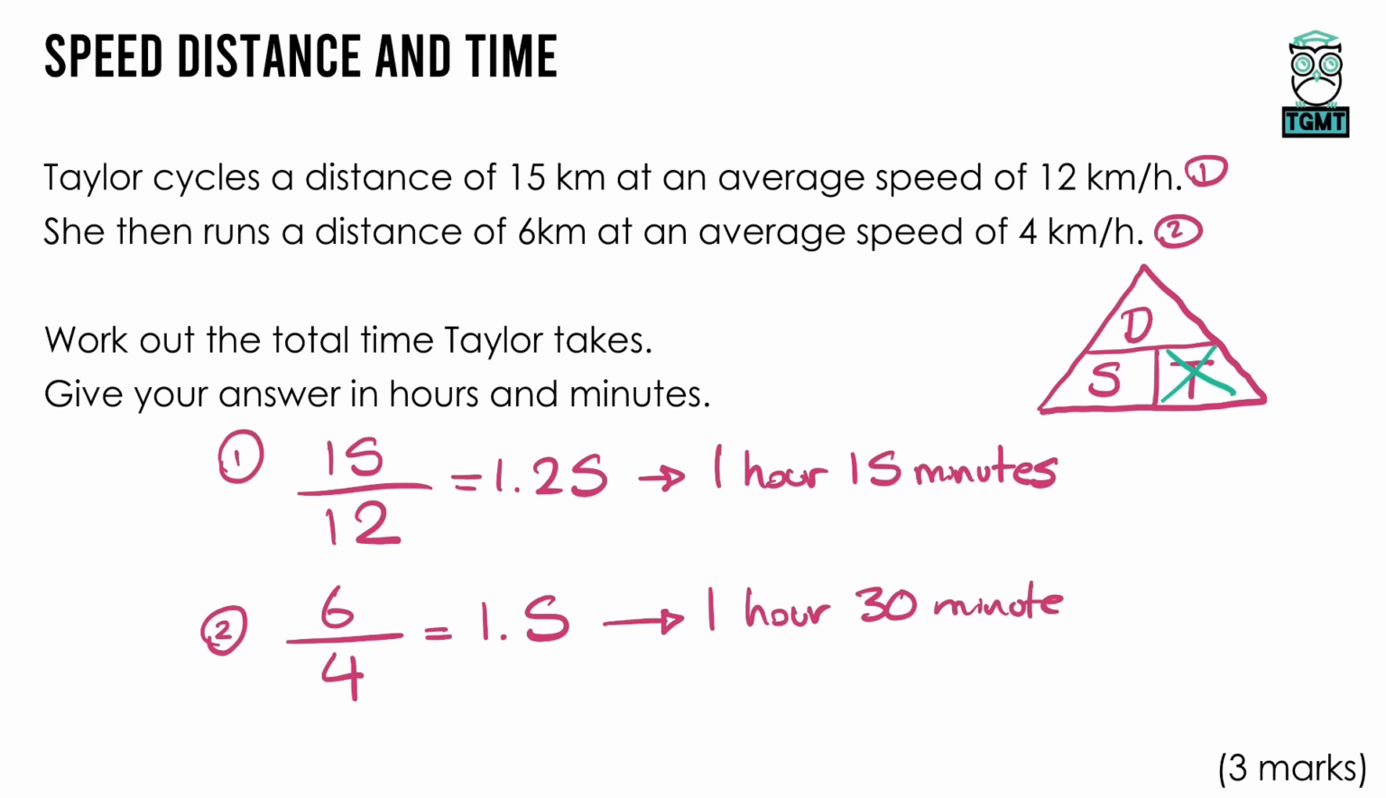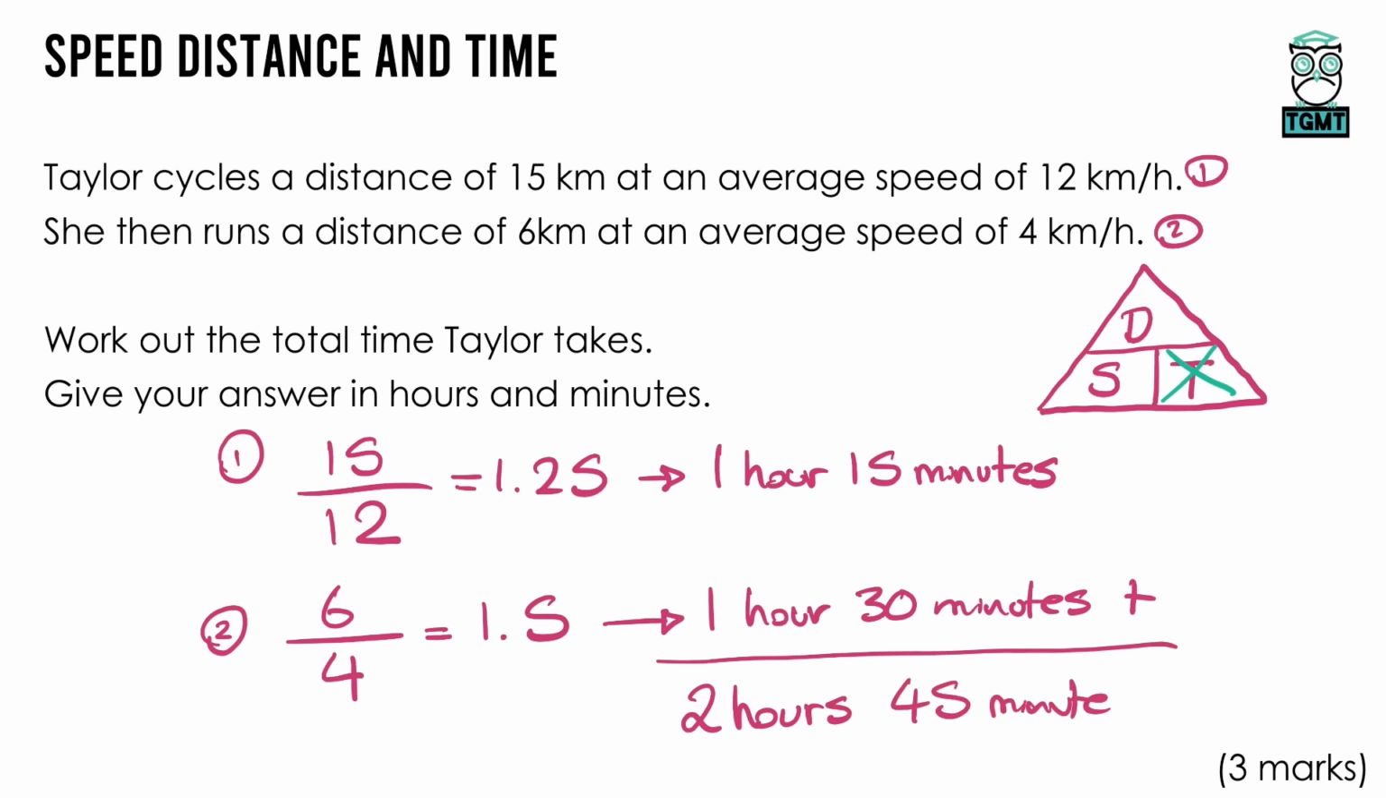Now together, if we add those up, which is what it wants us to do, give the total time, we get 2 hours and 45 minutes. And there we go, that is using our speed, distance, time formula, and we had 2 journeys there that were sort of being added together to get an overall total.